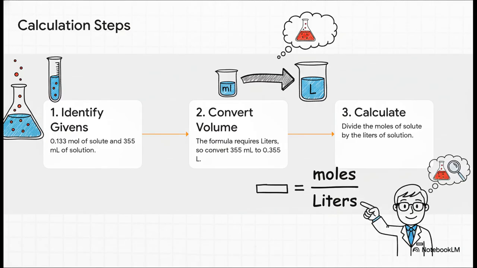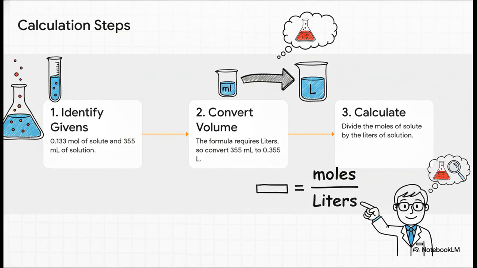We have moles of sugar and the volume of the soda. Now, step 2 is crucial, and it's a spot where people trip up all the time. Our formula needs the volume in liters, not milliliters. So we have to do a quick conversion. 355 milliliters becomes 0.355 liters.